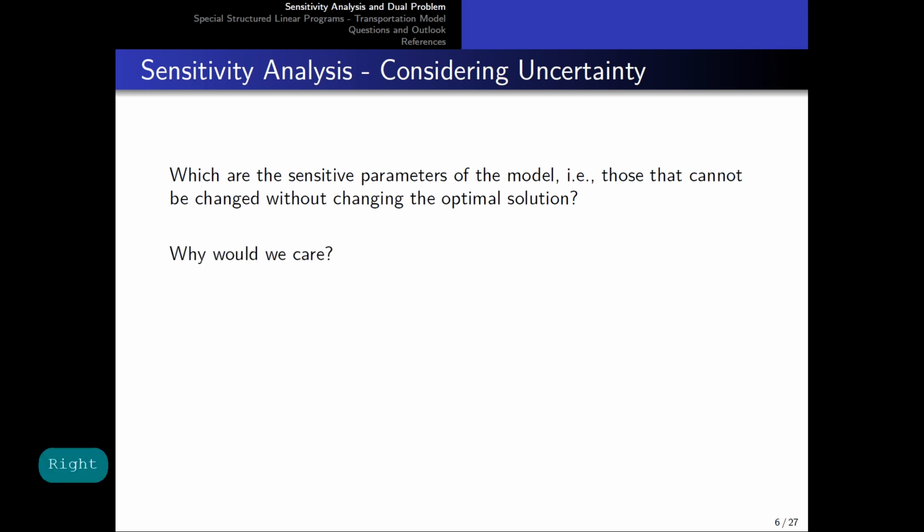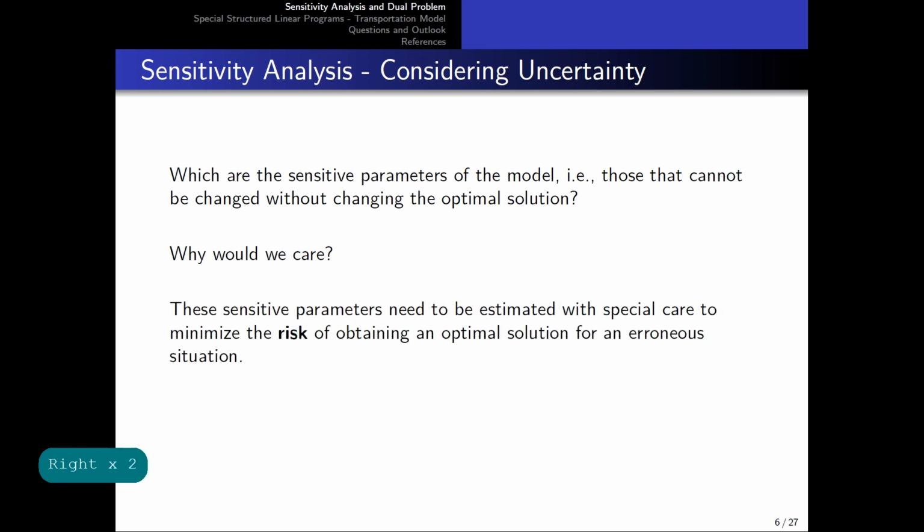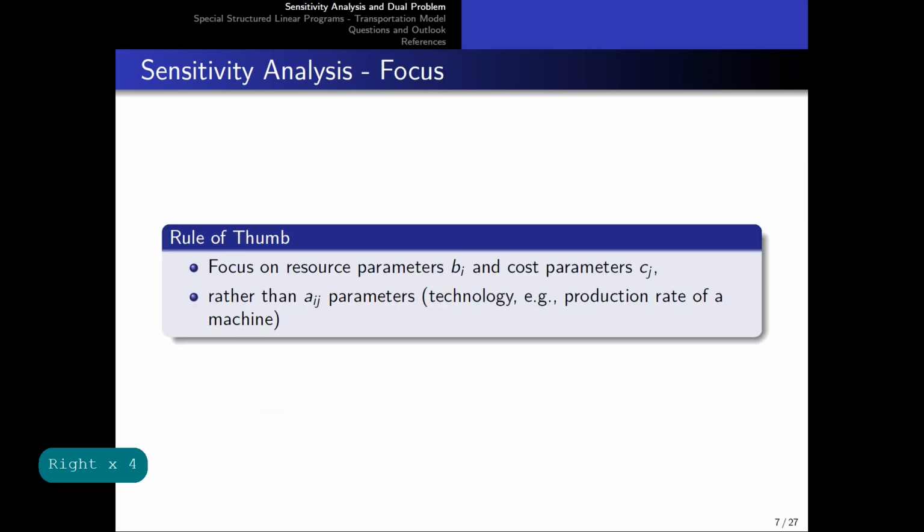The question is, why would we really be interested in this? And this is because the sensitive parameters need to be taken special care of, because these are the risky ones. If we make an error in these, then our optimal solution will change. So the question is, how can we identify the parameters that are sensitive in our model? Normally, we consider only the resource parameters, so the right-hand side of our problem given by BI, and the parameters that denote our performance gain given by CJ.